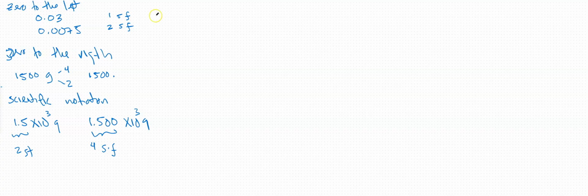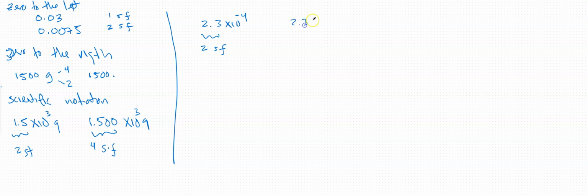The same rule applies even for zeros to the left, or where you have ambiguity. So if you see 2.3 times 10 to the minus 4, then you say it's 2 significant figures. But if you see 2.30 times 10 to the minus 4, well, now again, somebody took the time and effort to make sure this is a 0 in their measurement. So this is 3 significant figures.